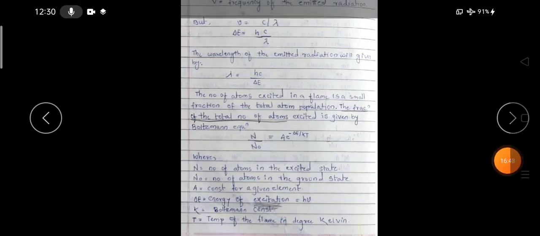N is the number of atoms in the excited state. N0 is the number of atoms in the ground state. A is the constant for the given element. Delta E is the energy of excitation, which is h nu. K is the Boltzmann constant. T is the temperature of the flame in degrees Kelvin. I think you got all these terms. You are getting this point. Very simple it is. This is called the energy of the emitted radiation.